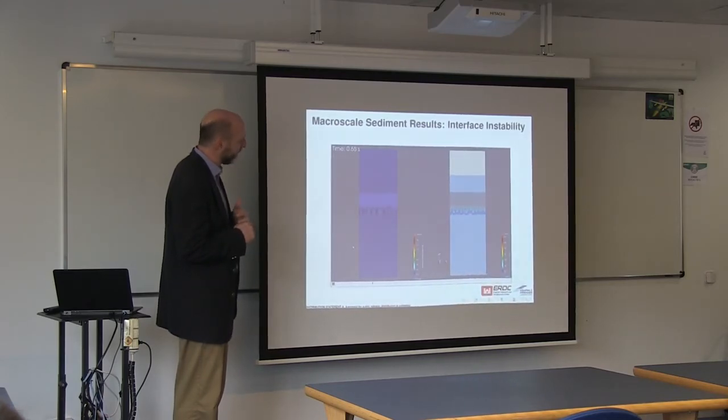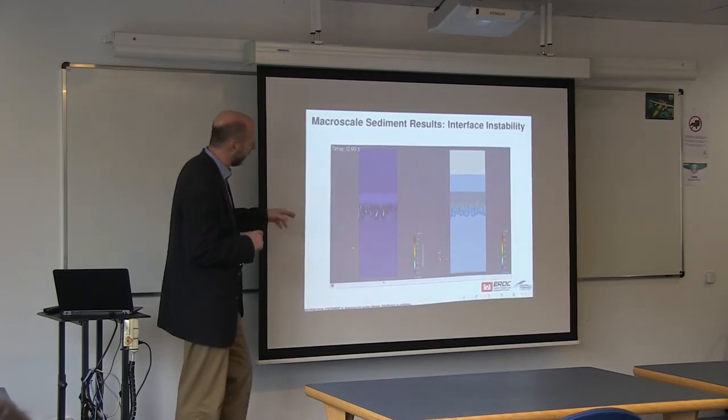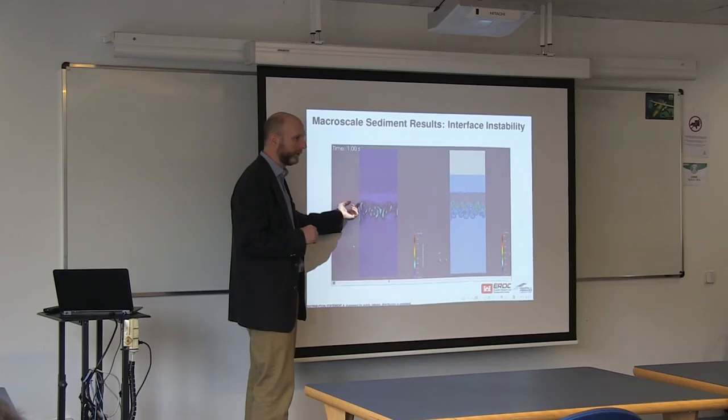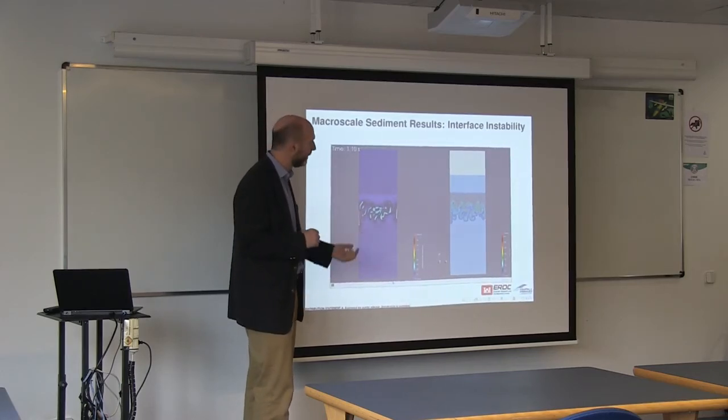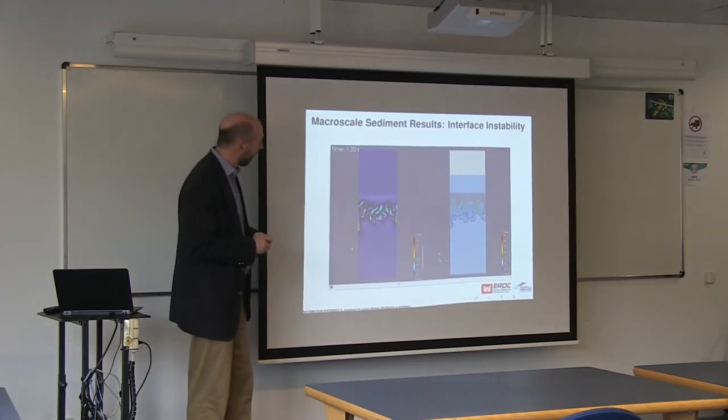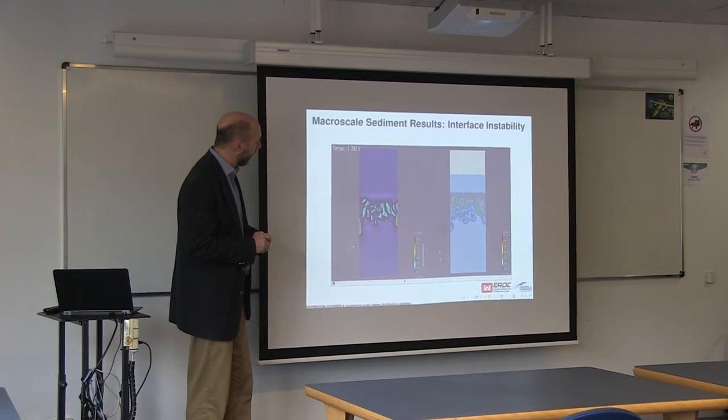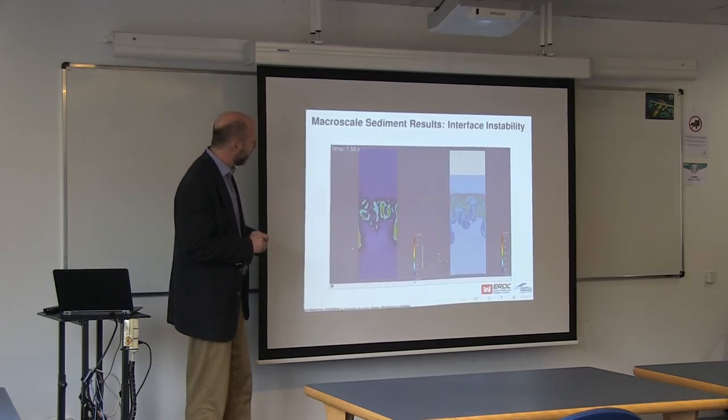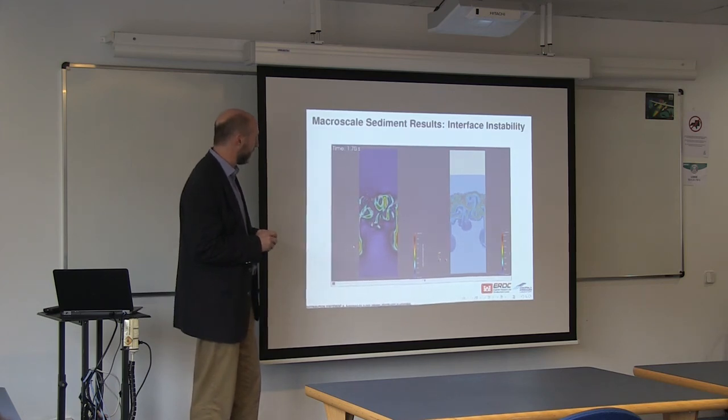And so what we see here, as opposed to in the lower concentration strip problem, is that we have definite formation of an unstable interface and a fingering type instability here. So we have work to do on this.